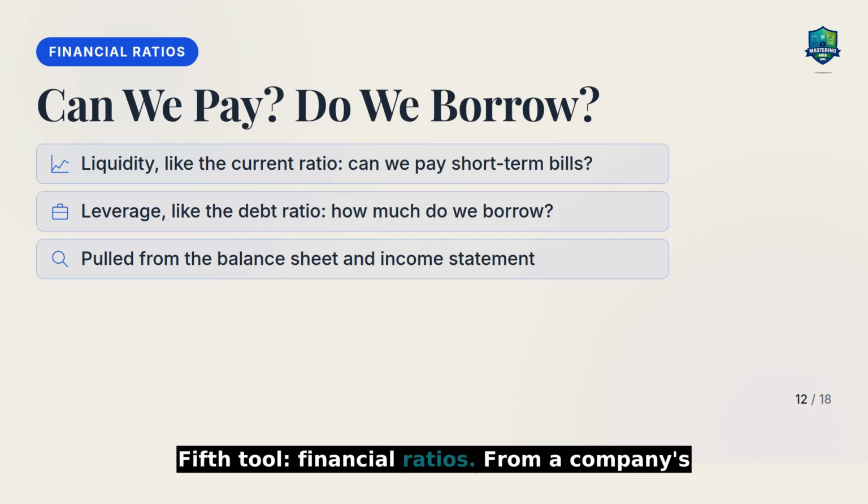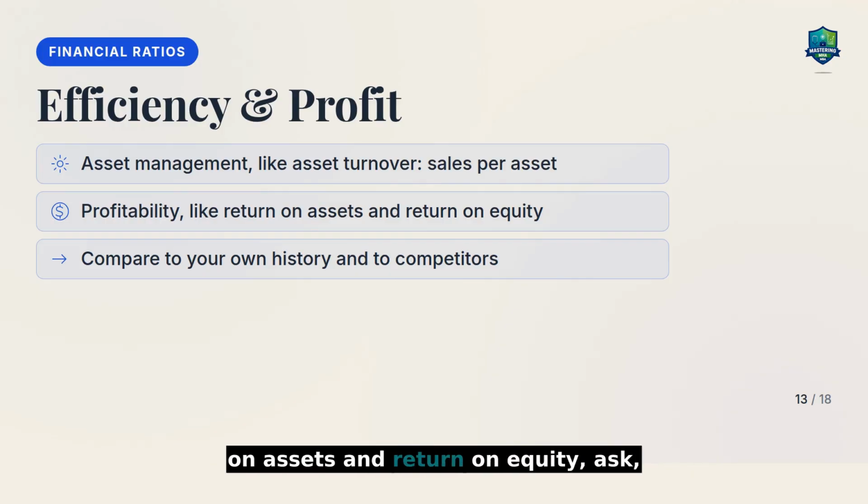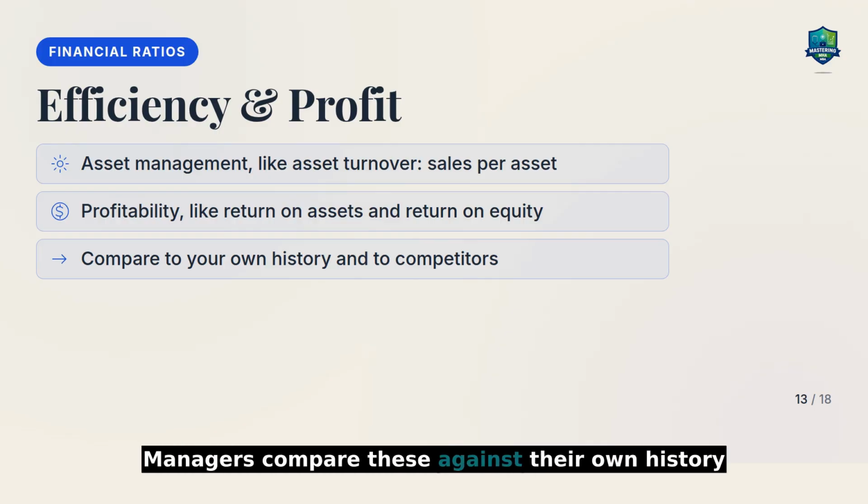Fifth tool, financial ratios. From a company's balance sheet and income statement, managers pull a handful of key ratios. Liquidity ratios, like the current ratio, ask, can we pay our short-term bills? Leverage ratios, like the debt ratio, ask, how much do we rely on borrowed money? Two more families. Asset management ratios, like asset turnover, ask, how efficiently do our assets generate sales? And profitability ratios, like return on assets and return on equity, ask, how much profit do we squeeze from our sales, our assets, and our equity? Managers compare these against their own history and against competitors, to spot trouble early.